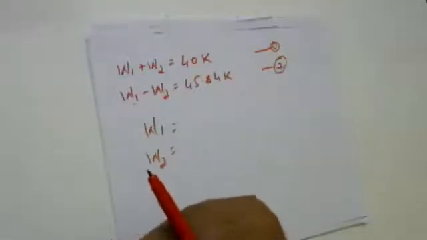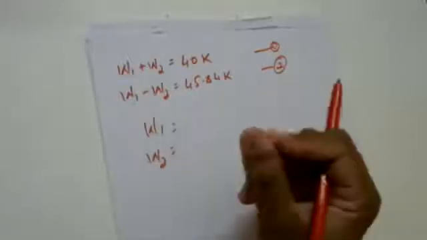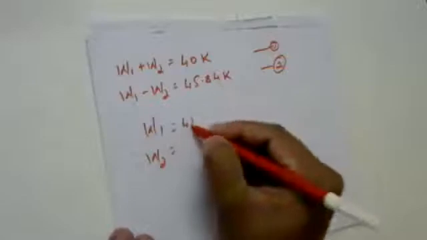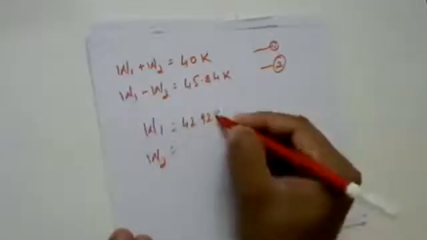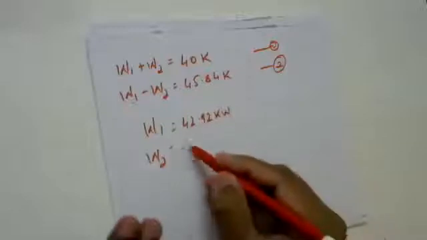The value of W1 is found to be 42.92 kilowatts. Okay, good. What's the answer for W2? W2 is minus 2.93 kilowatts.